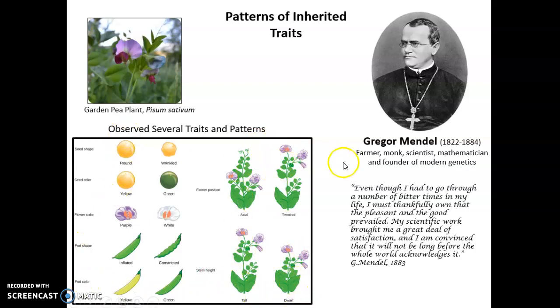There's all of these different characteristics, and he started noticing patterns in the characteristics of these plants within his garden when he was a monk. And his background in mathematics really helped him to analyze those patterns he was seeing in his monastery garden.